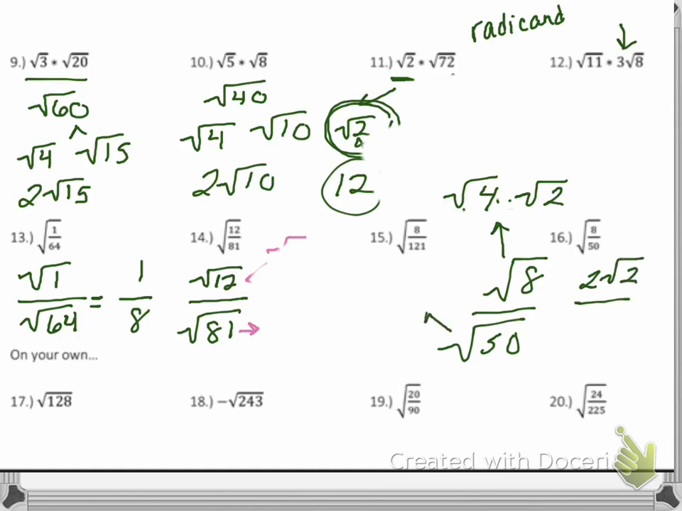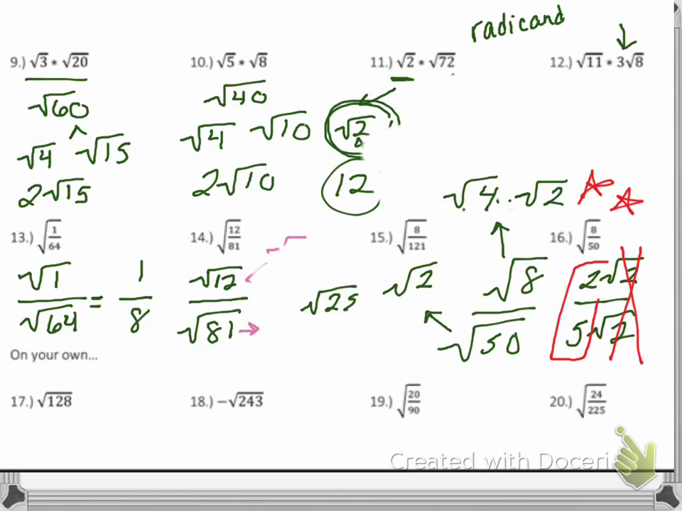Now the square root of 50, the perfect square that would go into that would be 25 and 2. And that would give me 5 root 2, right? Square root of 25 is 5. Now here's something really interesting and why I like this problem. I would double star this number 16, is I can actually keep simplifying this. Because the root 2 over root 2 just cancels, and I'm left with 2 over 5. So on your own, I'd like you guys to try 17 through 20.